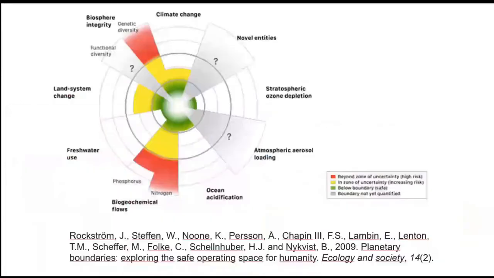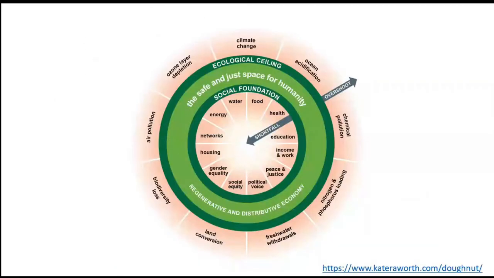Now, I told you to remember this graph from the Rockström group. And this is telling us what our ceiling is. What are the boundaries we must not pass? But then comes this contribution from Kate Raworth, an economist from Britain, who says, yes, pay attention to the ceilings. Pay attention to the boundaries we must not surpass. But also pay attention to the floor we must not miss. There must not be a shortfall of this social foundation. So not just the ceiling, but the foundation.